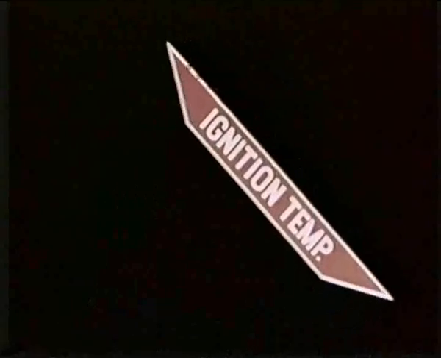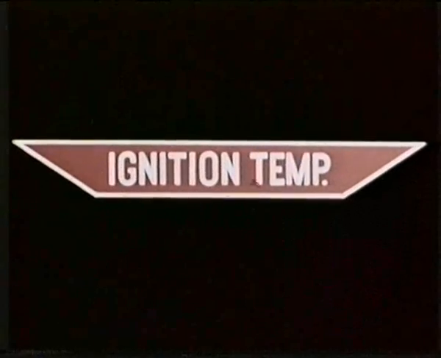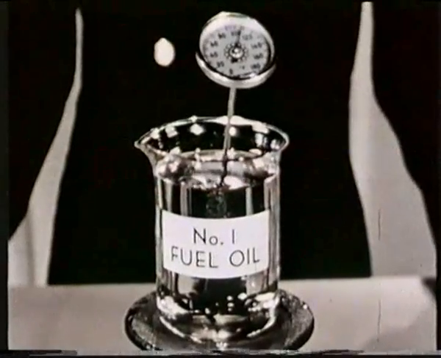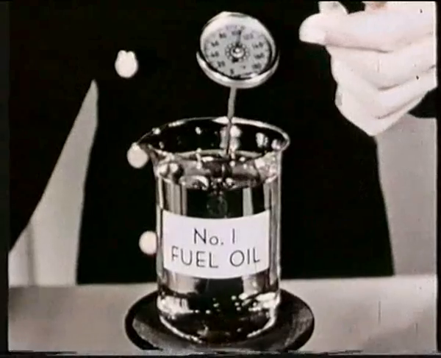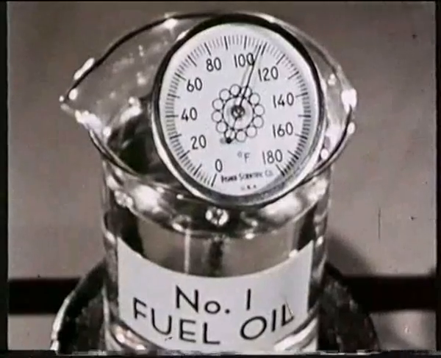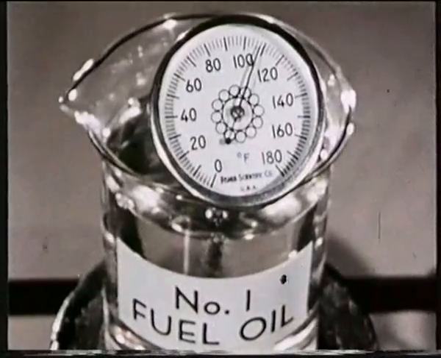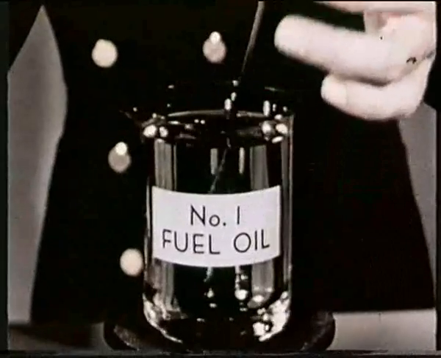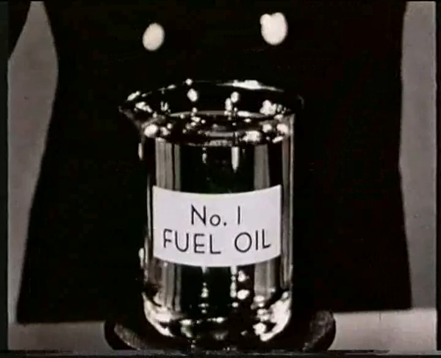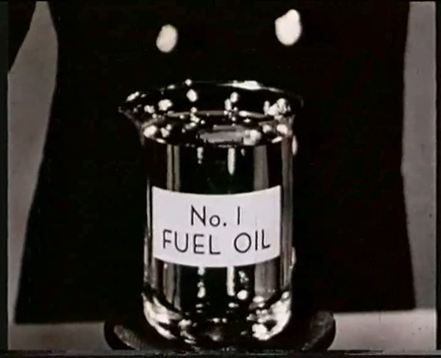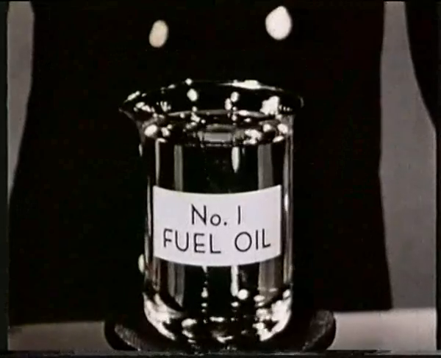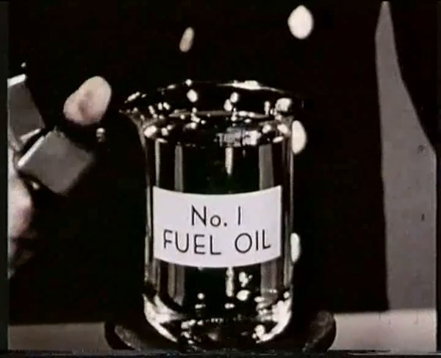Now the third element, ignition temperature. This number one fuel oil has been heated to its flash point, 106 degrees Fahrenheit. And as we know, this means combustible vapors are given off, which combine readily with oxygen. However, combustion will not occur until the ignition temperature of the vapor-oxygen mixture has been reached.